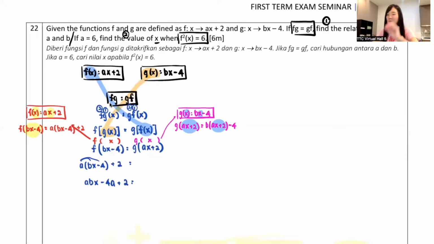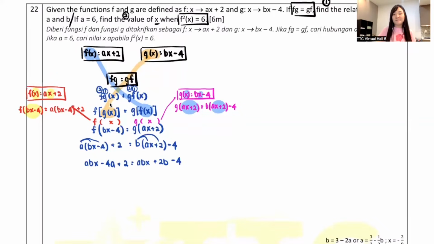And now, my Jared, you will know. You wait for me a bit. Give me a few moments until I reach there, okay? So guys, until here, isn't it b(ax plus 2) minus 4. So I expand b times a, abx. b times 2, 2b. And then minus 4. Okay, my dear, until here.